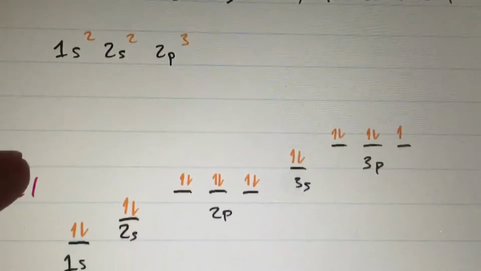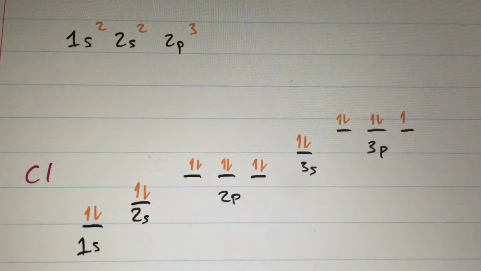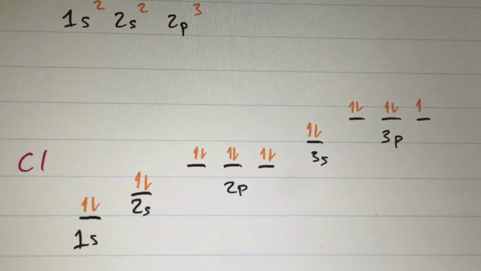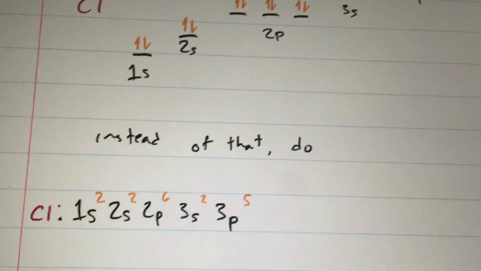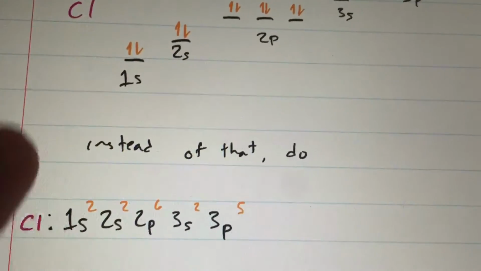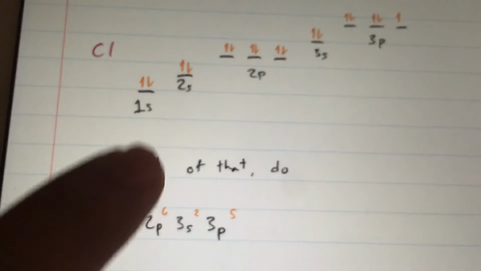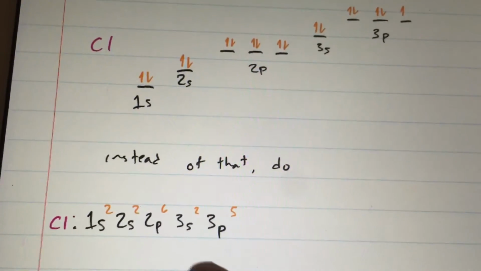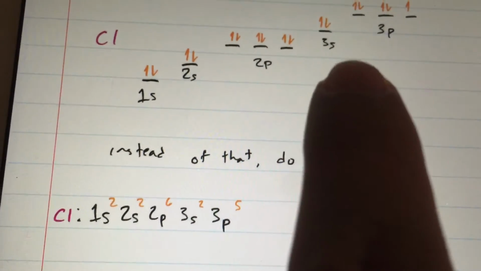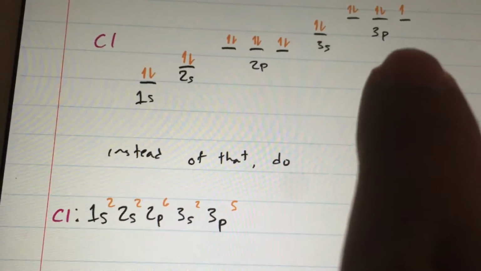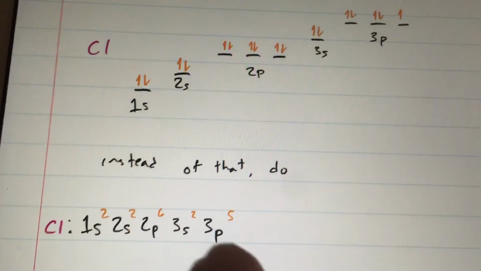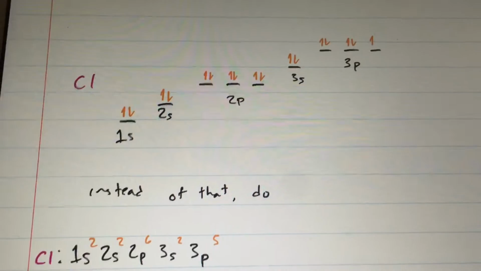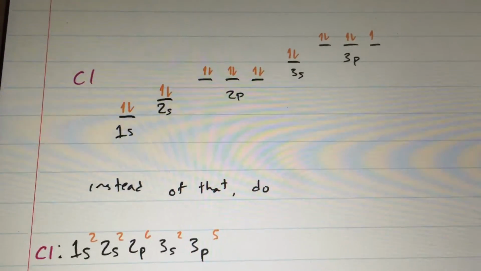Let's do one more. Let's try chlorine. So this is the electron configuration for chlorine. All of these, right? So let's rewrite that, and we get 1s2, 2s2, 2p6, 3s2, and then we have 5 electrons in the 3p, so 3p5. This makes it a lot simpler to write your electron configuration and a lot faster.